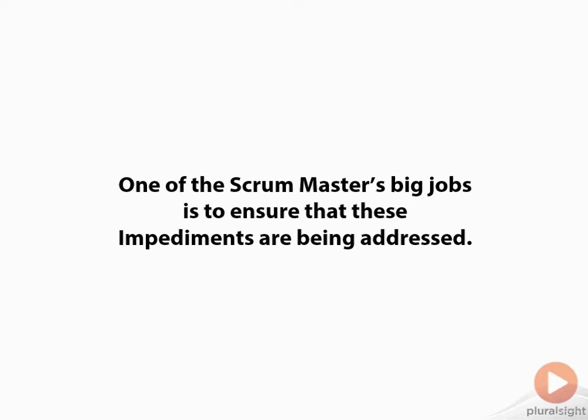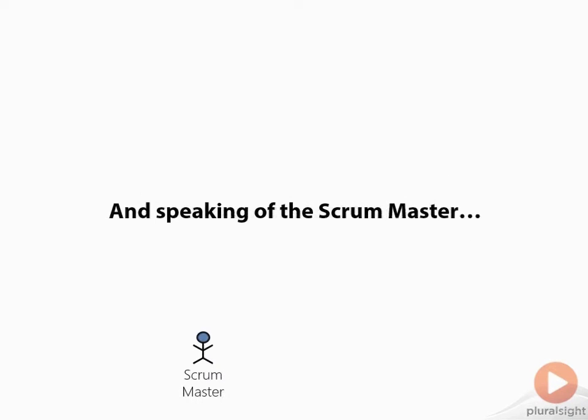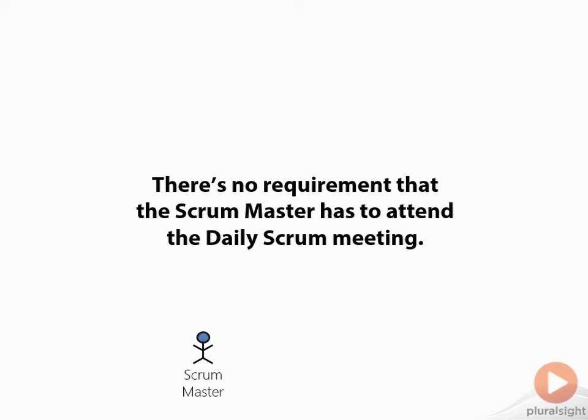Now, one of the big things that the Scrum Master is going to do is to help the team to identify the impediments and to ensure that they're being addressed. So if the team says, oh, this is slowing us down, well, the Scrum Master might not actually fix the problem his or herself, but the Scrum Master is responsible for making sure those impediments are being worked somehow, are being addressed somehow.